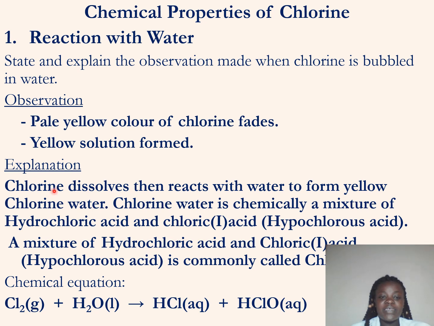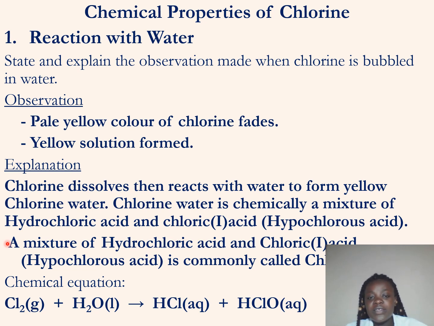So we have to explain that. So where is this yellow solution being formed coming from? So we have chlorine dissolves, it first dissolves in water, then it reacts to form a yellow solution, and this solution is what we are calling chlorine water. Chlorine water is a mixture of two solutions. One, hydrochloric acid, and two, hypochlorous acid. So hypochlorous acid is what we also refer to as chloric 1 acid.